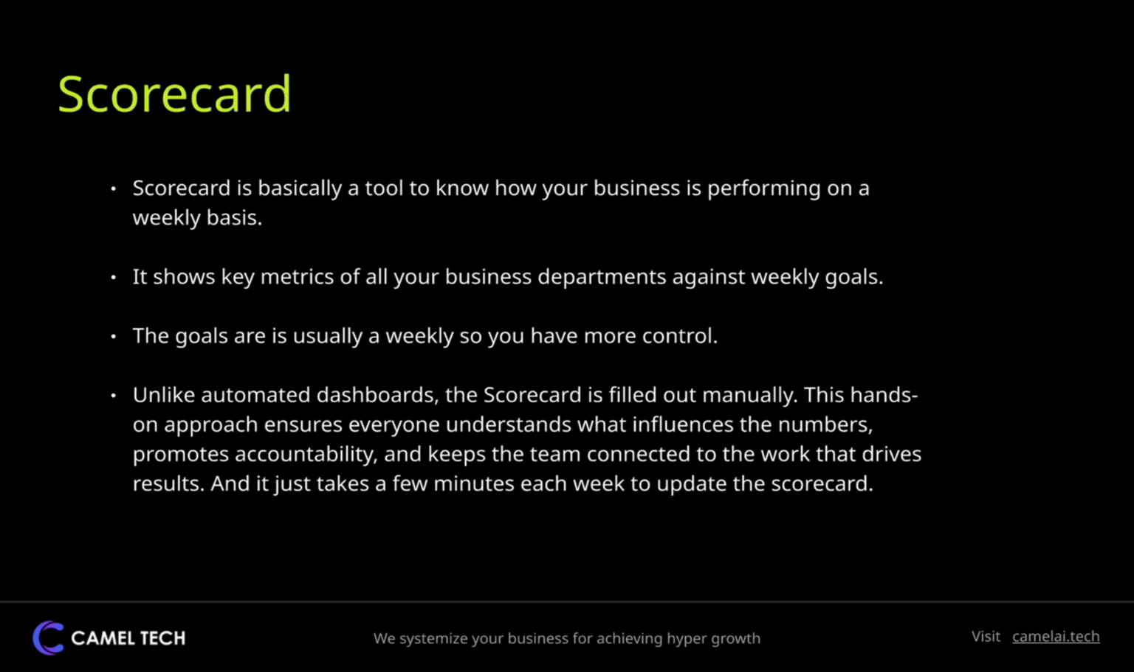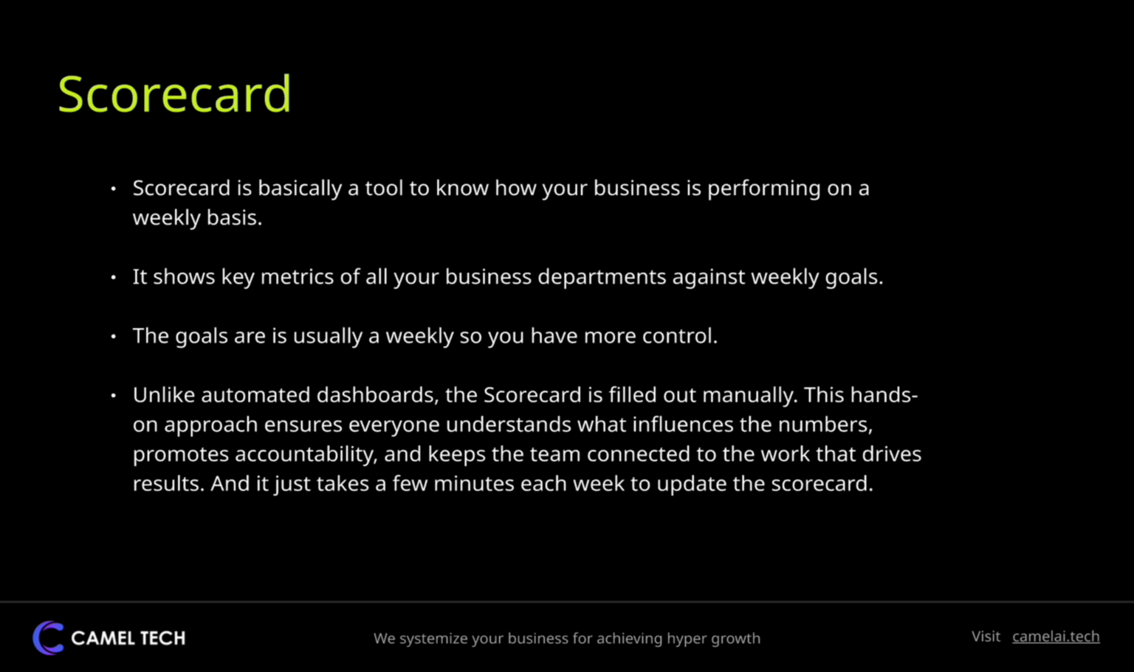One of the most important things about the scorecard is that it's updated manually, on purpose. Why manually? Because if everything is automated, you just see numbers. There's no connection. But when data is updated manually, people know where the numbers come from, what impacts them, and how their performance ties into the metrics. It builds awareness and ownership.